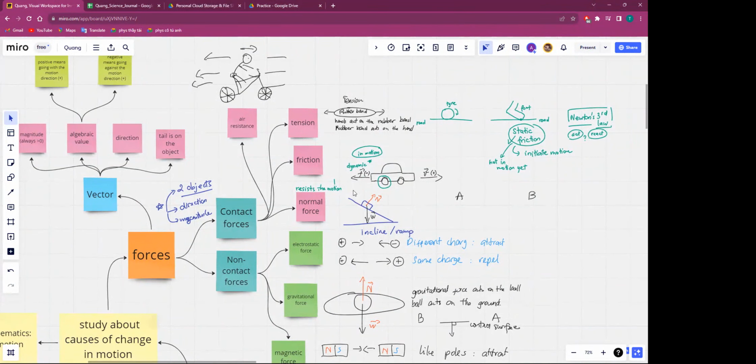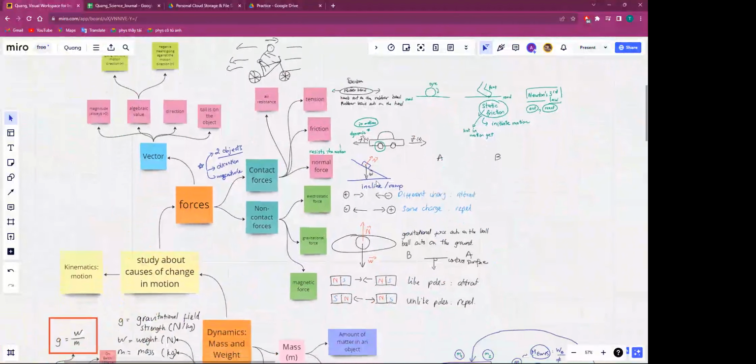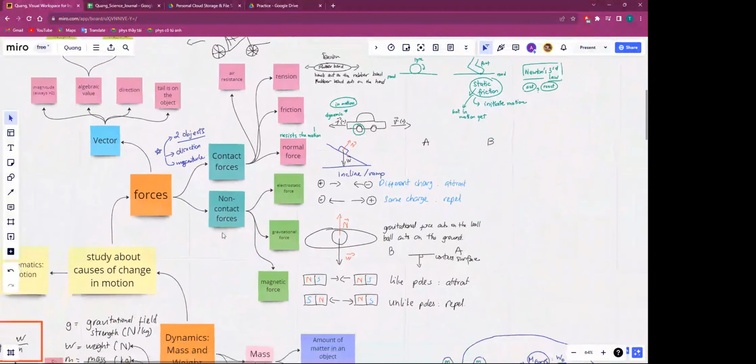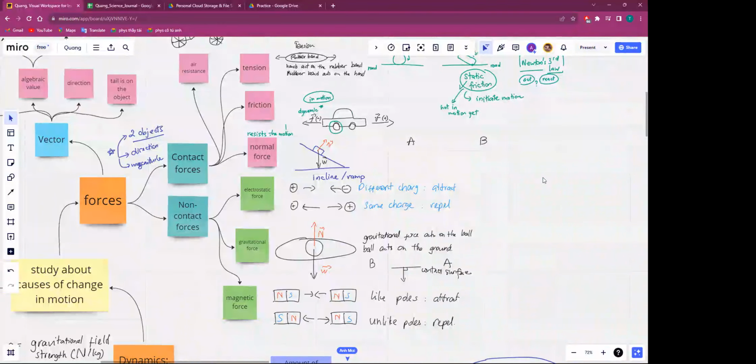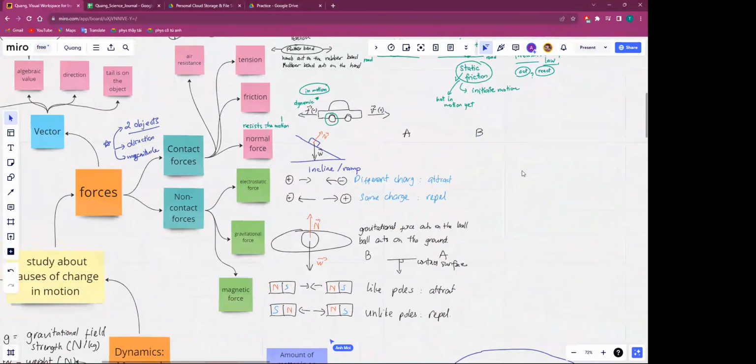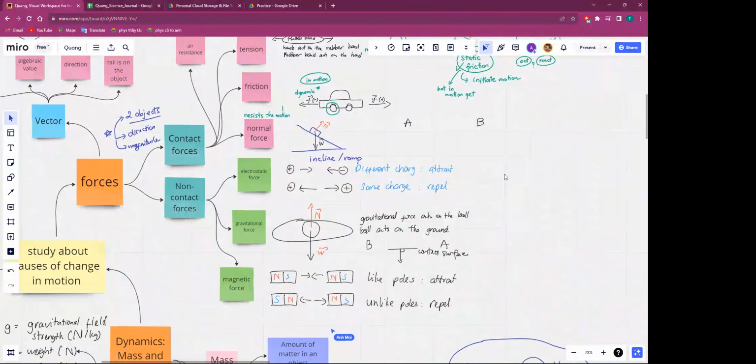And the second type of force is the non-contact forces. Here we have three forces: electrostatic, gravitational, and magnetic force. First of all, we have electrostatic force. It's like two atoms or anything that have different charges, positive and negative, they will attract each other, or the same charge, positive and positive, or negative and negative, they will repel each other.